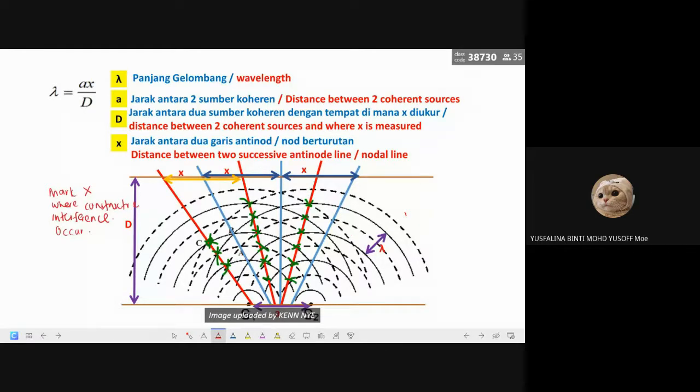Kenya, this one is destructive, right? Crest meets with the trough. So this is the crest, this is the trough. When they meet, they produce a destructive. So this one is wrong.